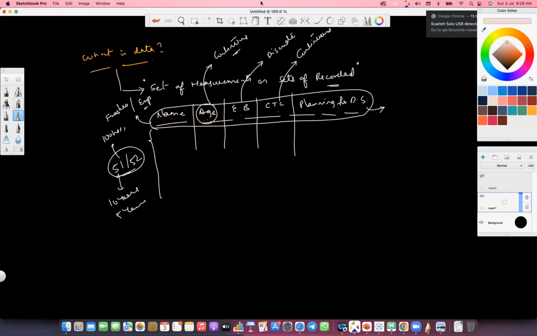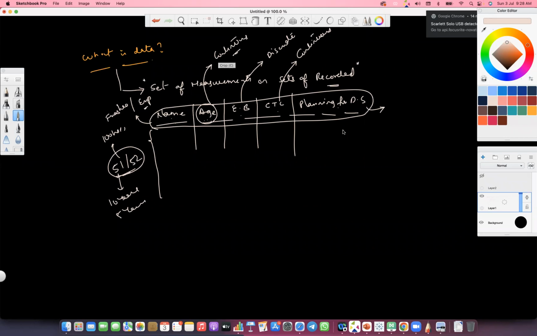Now, when you are planning for data science, within how many months are you planning? Is it continuous data or discrete data? What is the question you are asking? Planning for data science is yes or no, or within how many months? If it is yes or no, it is discrete data. If it is in months, within how many months you are planning, it is continuous data.